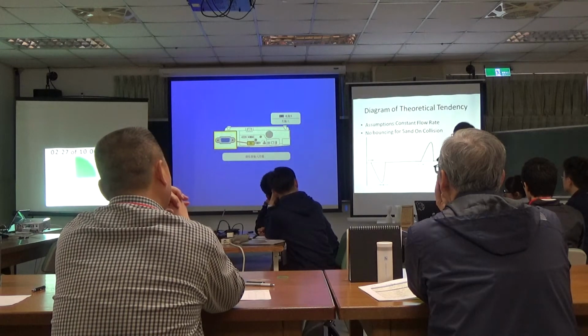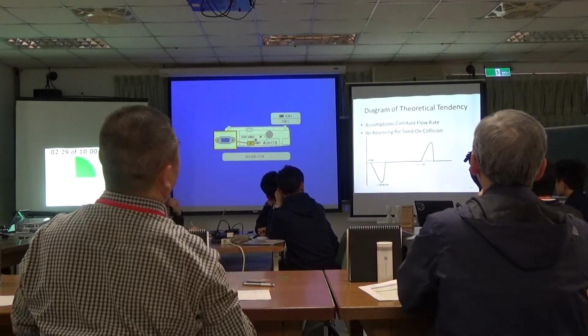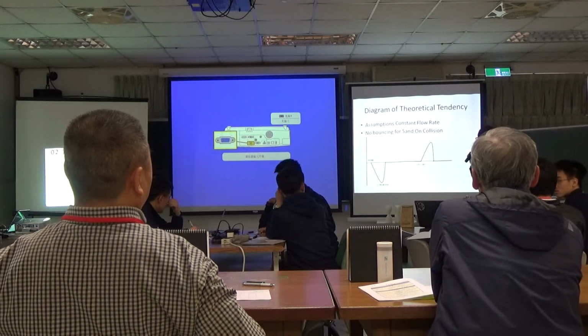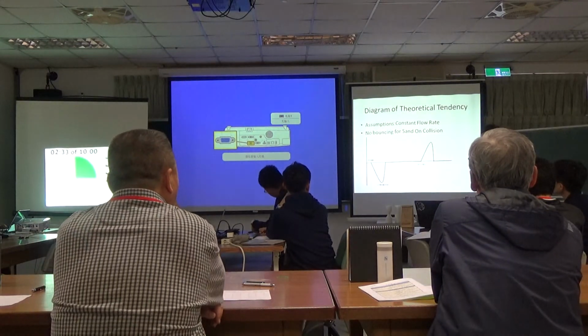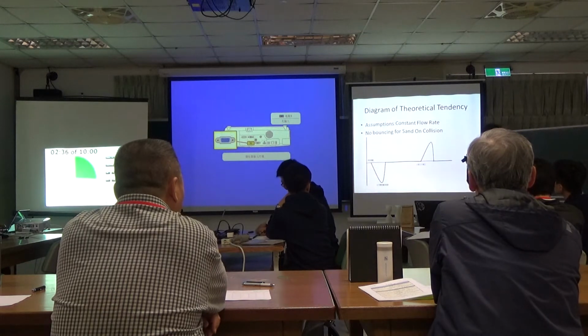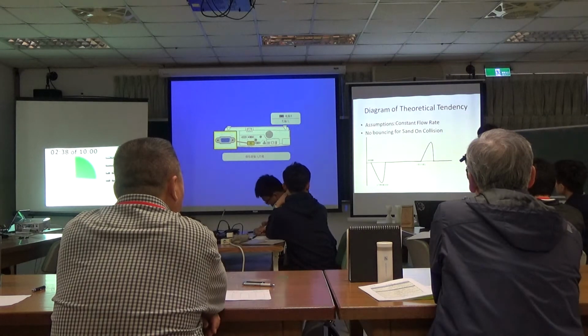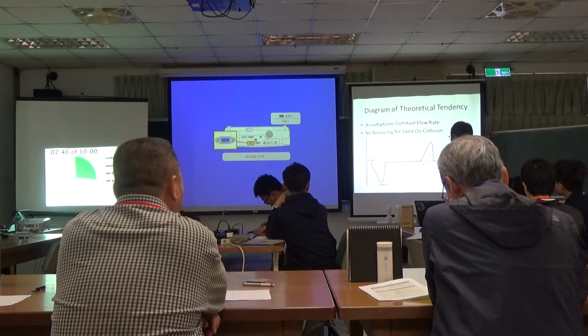And next is our theory. We have a graph that pictures what we suppose would happen. For this graph, our assumption is that the flow rate is constant and the sand doesn't bounce. We're going to look at each part of the graph.